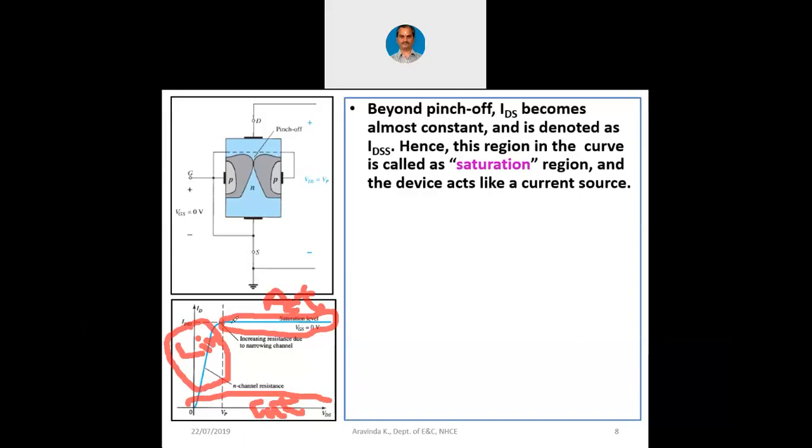There in BJT, we used to call it as active region. Here we are calling it as saturation region. This is a very important point which you people have to remember. This is not clearly mentioned in the textbooks, but you will have to remember this important point. Now you may think why they confuse with all these wordings. In BJT, they called this area as saturation region, and in MOSFET, they call this area as saturation region. Why they create confusion? They did not create confusion.